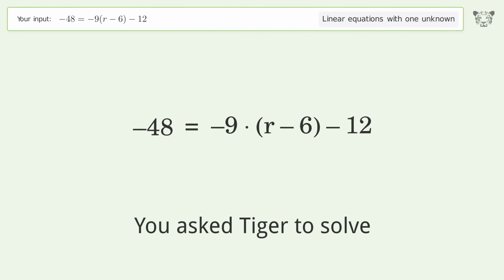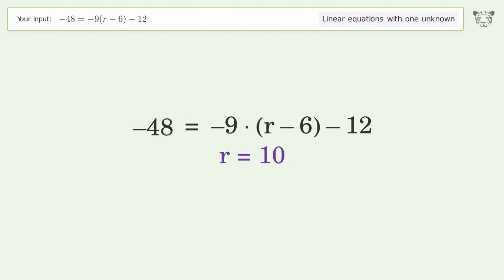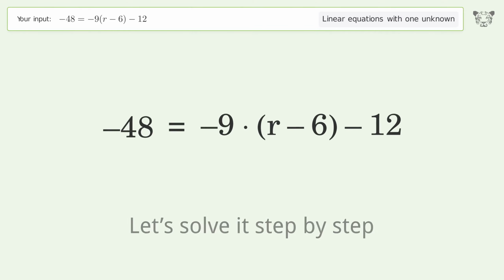You ask Tiger to solve this. This deals with linear equations with one unknown. The final result is r equals 10. Let's solve it step by step.